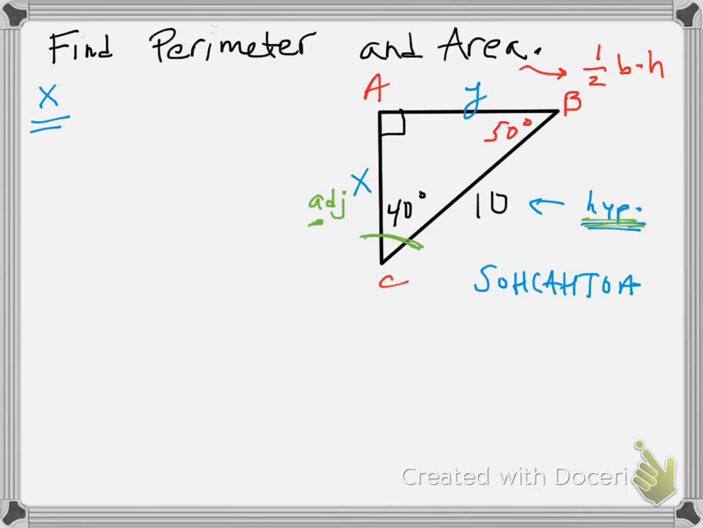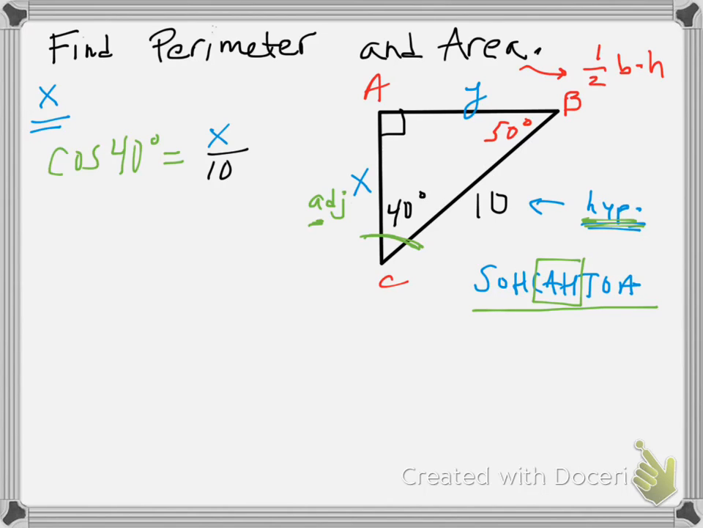So adjacent, hypotenuse. Looking at SOHCAHTOA, there's only one of these that has adjacent and hypotenuse, and that's cosine. So cosine of angle C, which is 40 degrees: cosine of 40 is equal to adjacent, unknown, calling that x, over 10. Cosine of 40 is the adjacent over the hypotenuse, which is 10.